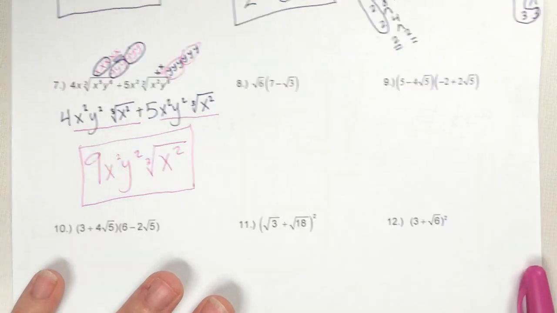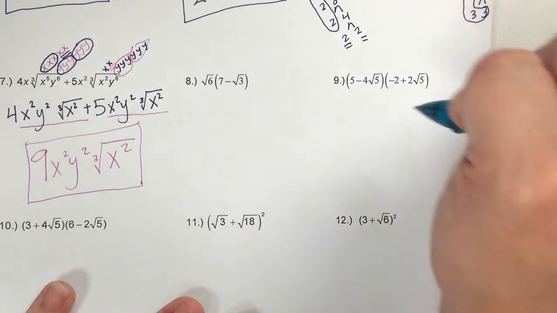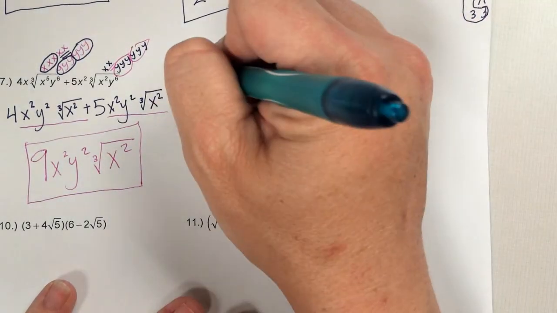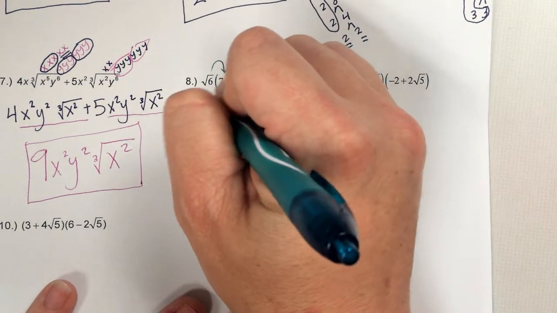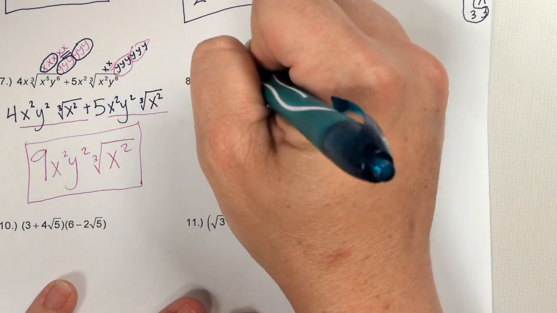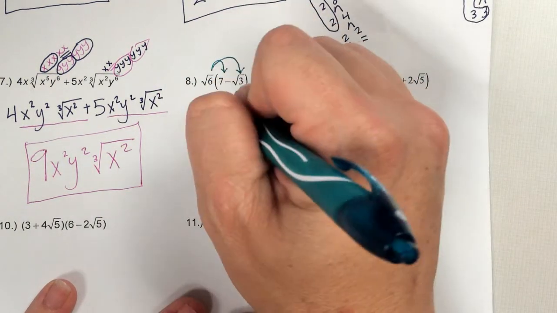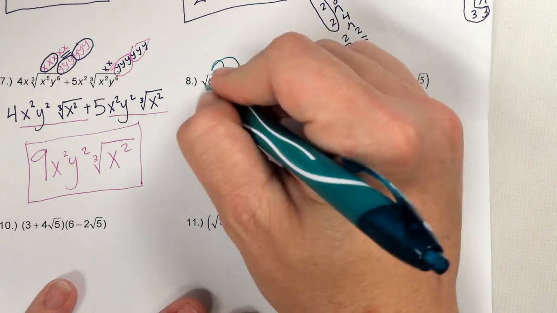Okay, look at number 8. Number 8 is just distributing once, not double distribution like 9 through 12. So we have the square root of 6 times 7, which is the 7 square roots of 6. We have the square root of 6 times negative square root of 3. Well, a positive times a negative is a negative. And since they're both inside the radical, we can combine them. 6 times 3 is 18.